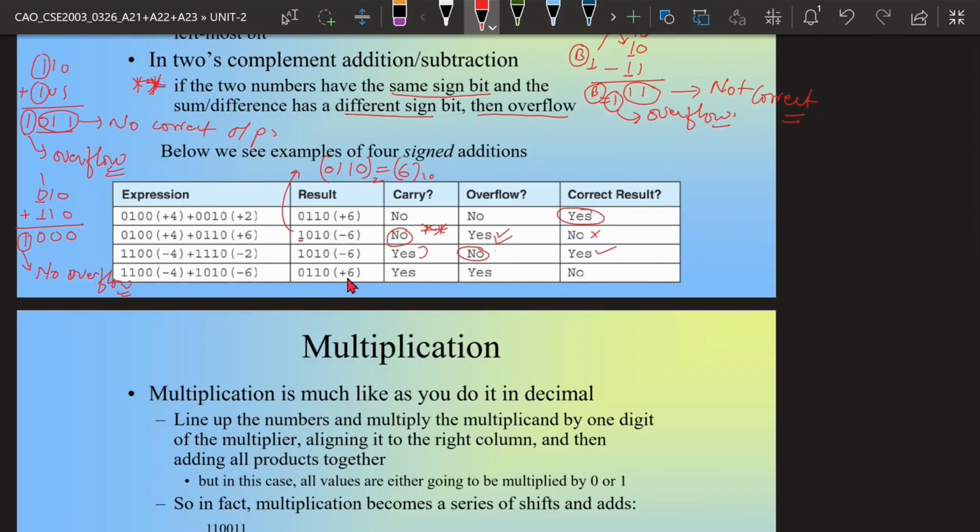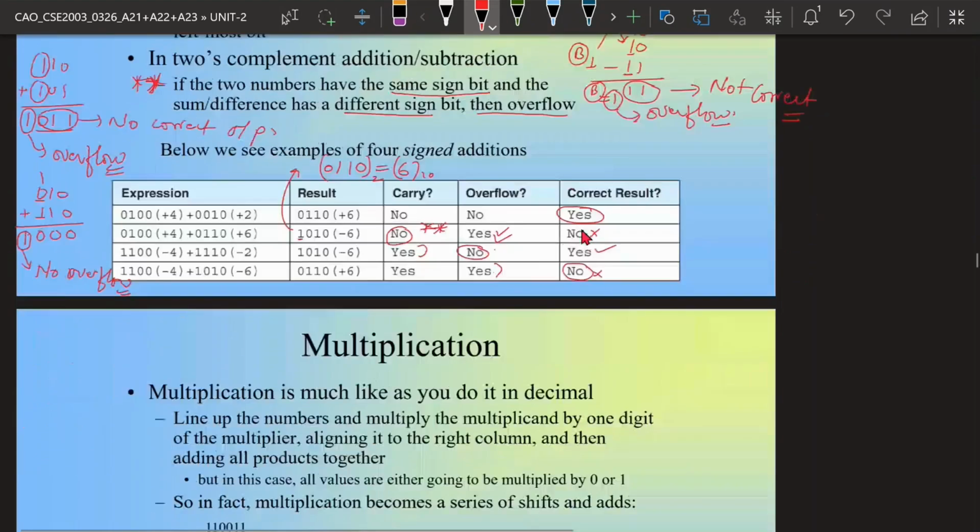So when it comes out to be plus 6, there is a carry and also an overflow. Why? Because the inputs both have negative signs, the same sign, but the output has a different sign, that is plus 6, a plus sign. So this condition is satisfied and there will be an overflow. When there is an overflow, the result is not the correct result. It is an incorrect result basically.